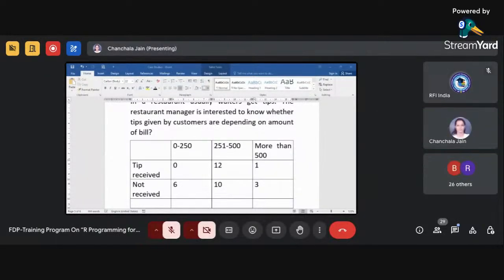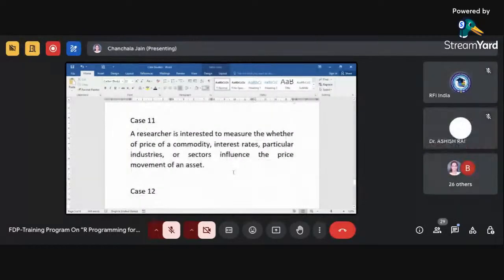So shall I proceed with the next? Yes. Multiple regression. Because there are multiple factors and we need to understand the influence of them on the movement of an asset. Fine. Sorry, price. Price, yes.